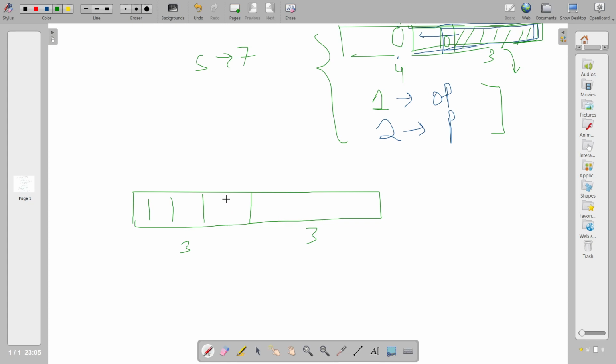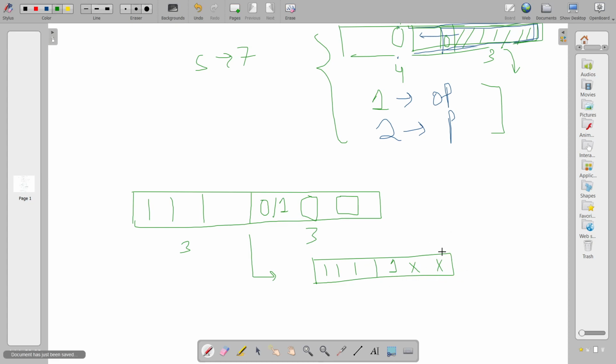Now, the only thing you have to worry about is this bit. This bit can be a 0 or it can be a 1. And then there would be 2 more bits here. So case 1, that it is a 1. Okay, it's a 1. So what would it be like? It would be like 1 1 1, then a 1, and then any two characters. We don't care about these numbers.